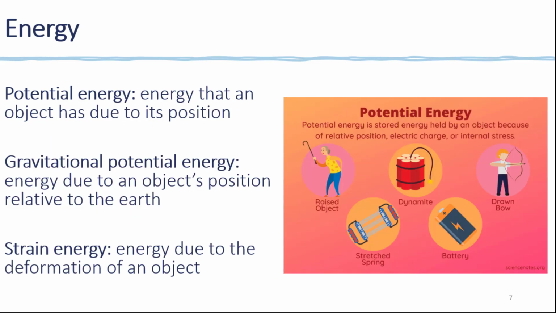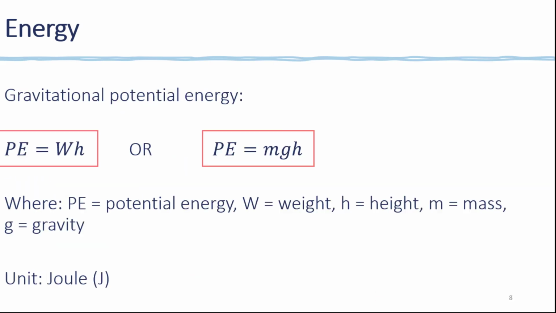Okay, next we have potential energy. Potential energy is the energy that an object has due to its position. And there are two types of potential energy. There's gravitational potential energy, which is energy due to an object's position relative to the Earth. And there's strain energy, which is due to the deformation of an object. There are also different kinds of examples of potential energy on the right here.